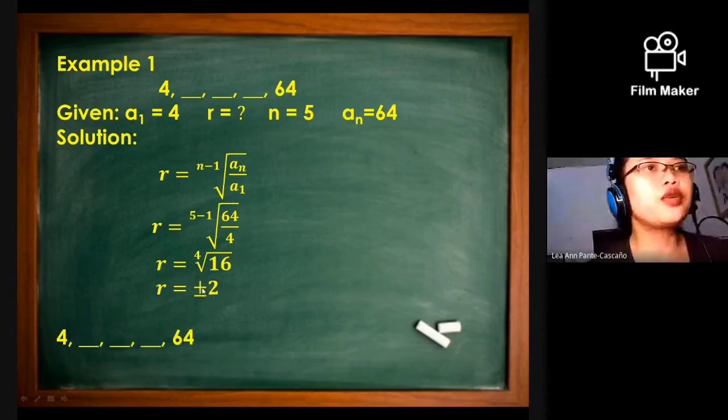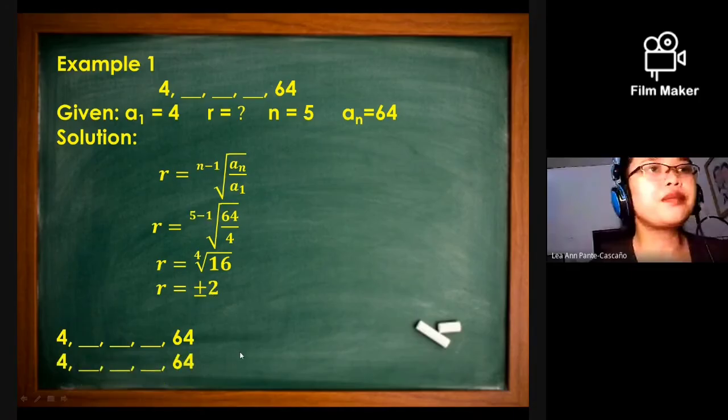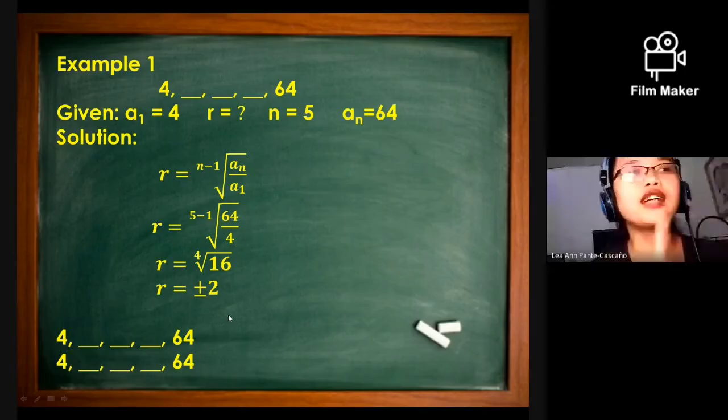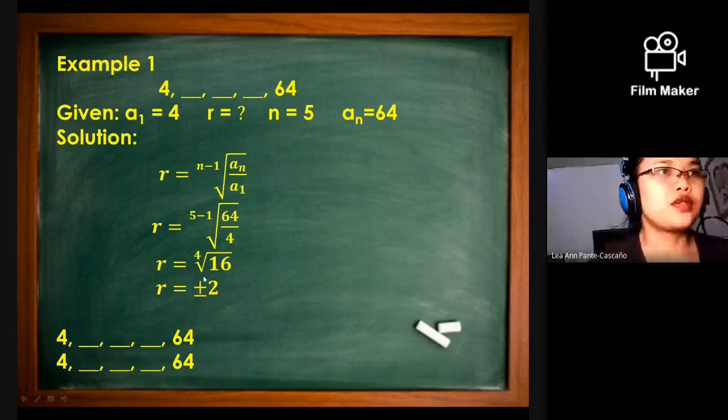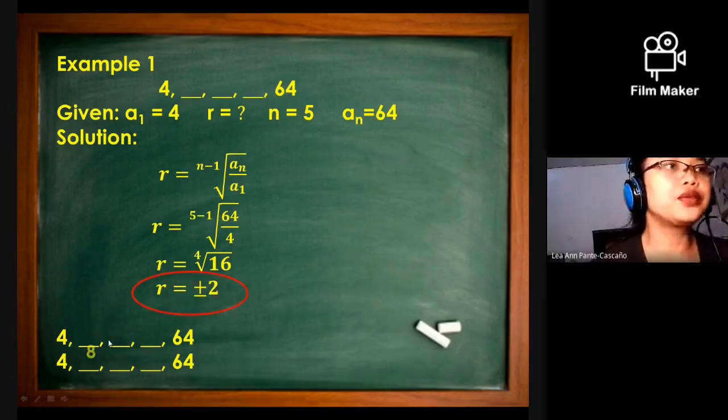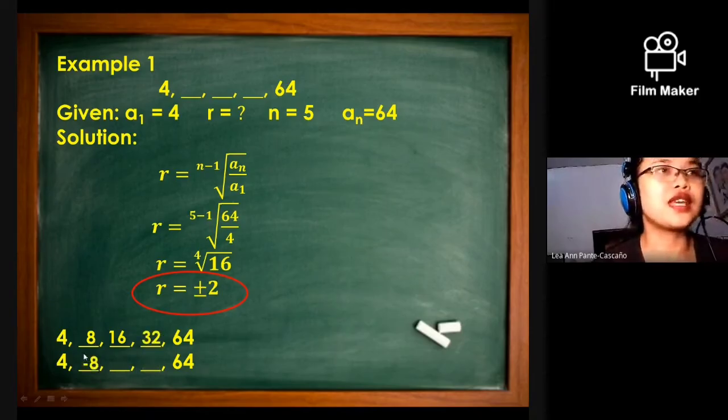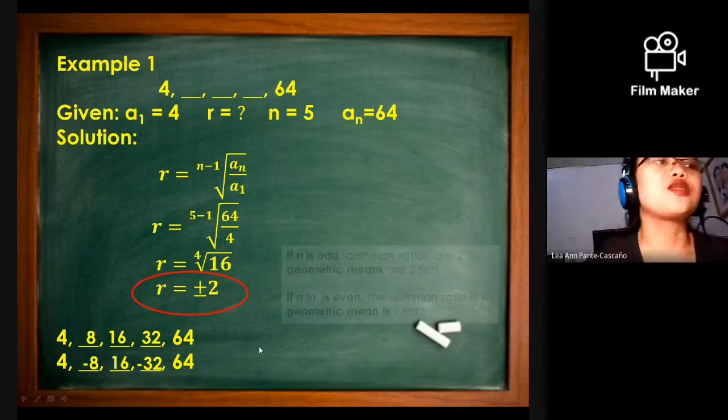Now, kung meron tayo isang positive ratio at meron tayo isang negative ratio, magkakaroon tayo ng dalawang set ng geometric sequence. So, una po, gamitin muna natin yung positive common ratio. Positive 2 times 2 is 8, times 2 is 16, times 2 is 32, times 2 is 64. Yung negative naman daw po, negative 2. 2 times negative 2 is negative 8, times negative 2 is positive 16, times negative 2 is negative 32. So, yan po yung ating sequence.